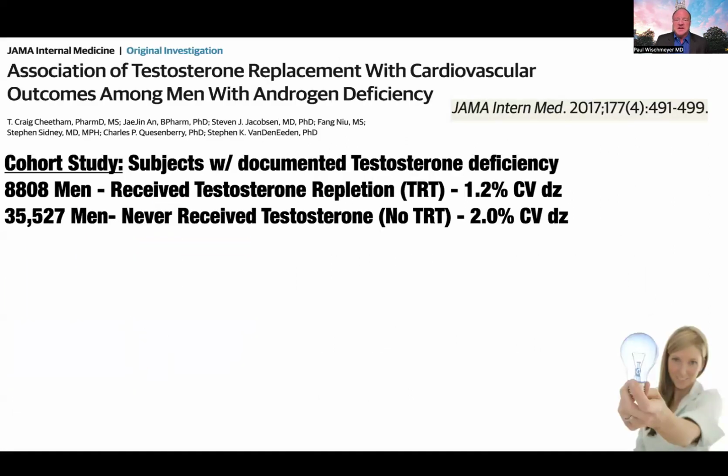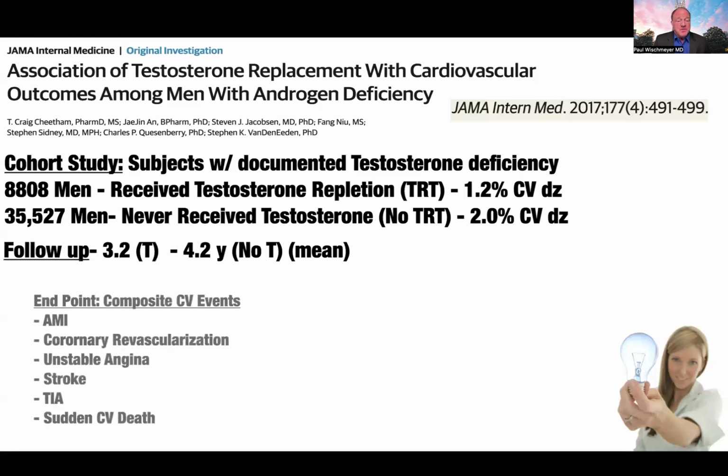This is a JAMA Internal Medicine study from 2017. They studied 43,000 people, and they had two groups, people who got testosterone repletion, those who didn't. And these were documented deficient patients. These are people who had known testosterone deficiency. This was done actually by the Kaiser Group in California.